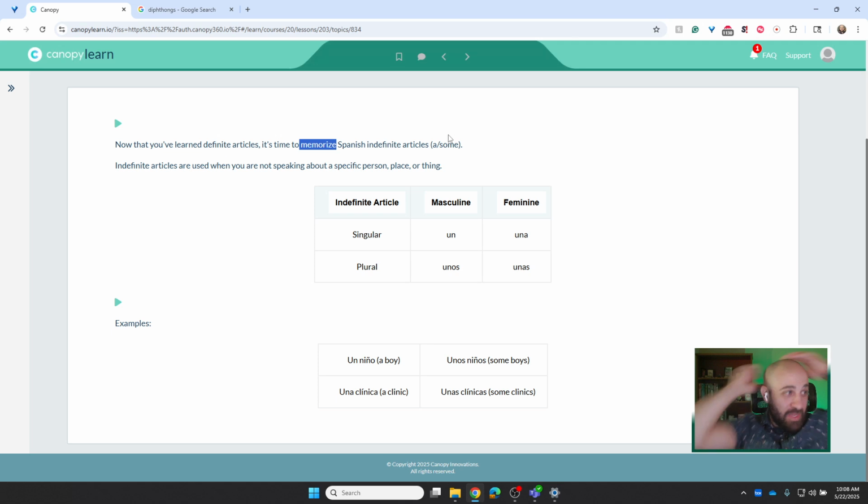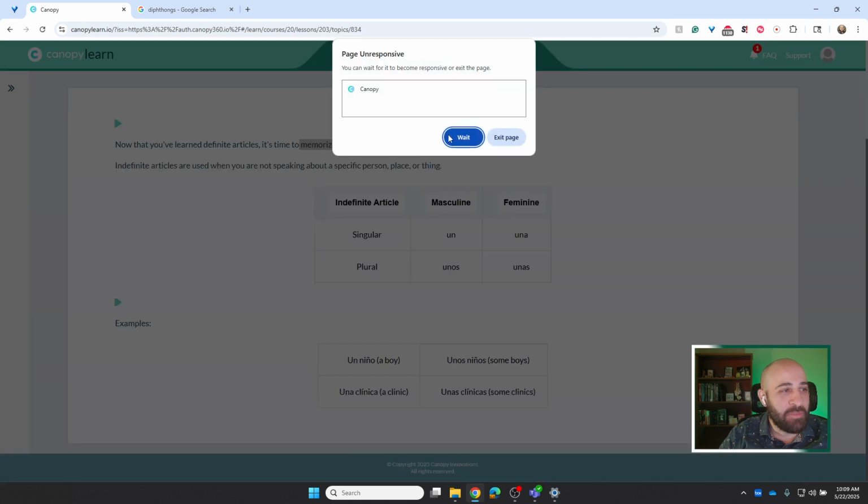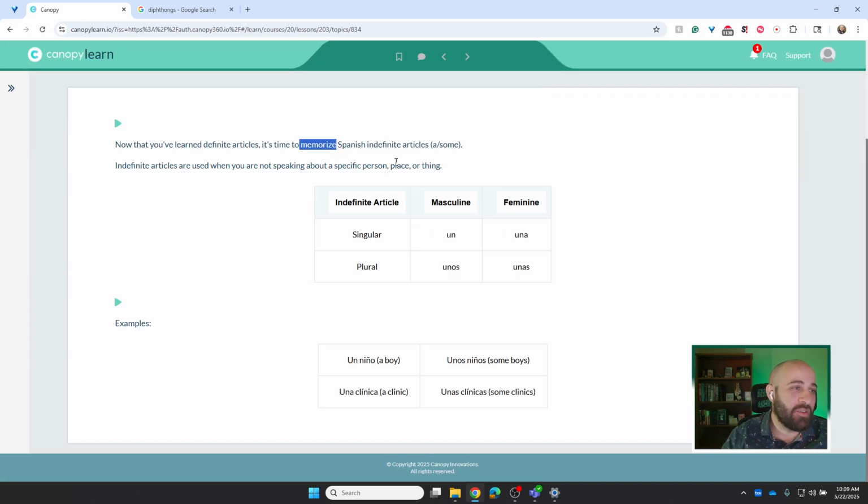Okay. Now that you've learned definite articles, it's time to, the word that shall not be named, Spanish indefinite articles. Awesome. Indefinite articles are used when you're not speaking about a specific person, place, or thing. Singular: un, una. Plural: unos, unas. So not speaking about a specific person, place, or thing.